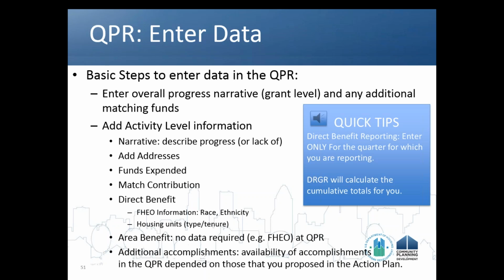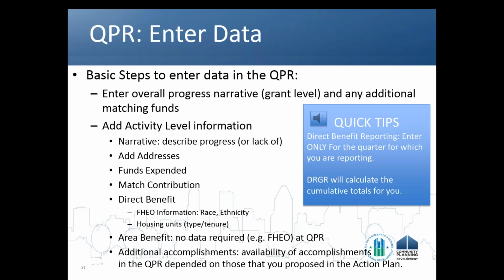And then if it's an area benefit, you're really not reporting on any data, for example, the FHEO data at the QPR level. But you will still be doing any of your accomplishments. And so, for example, the number of jobs you created, the number of pipeline you constructed, if it's an infrastructure, for example.